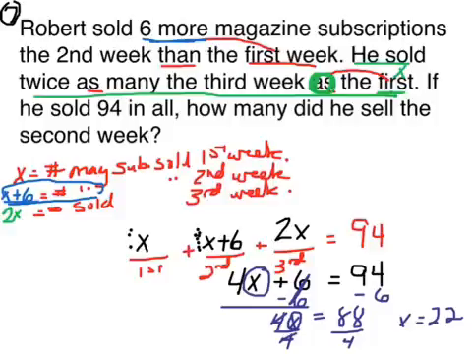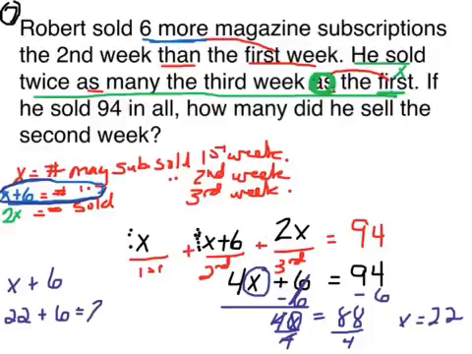They ask you, how many did you sell the second week? How did we describe the second week? Oh, remember I circled it over here. It was x plus 6. So I have to plug in x is 22. I used all that equation to find x, but that wasn't my answer. They could have asked me for how many sold each week, and I would have had to give 3 answers. So just be careful to answer the question they ask.